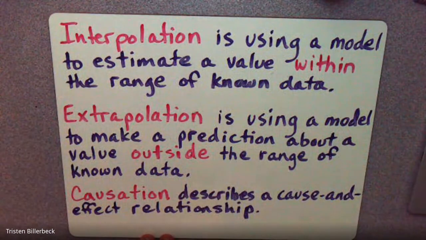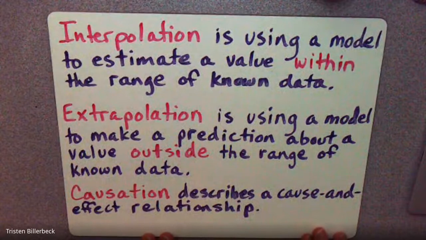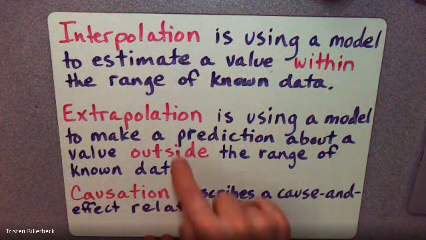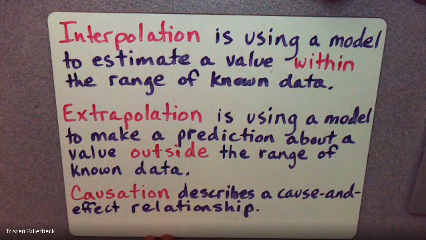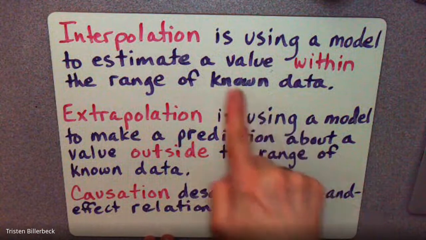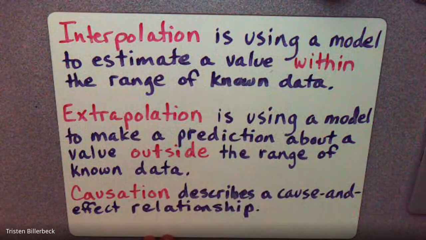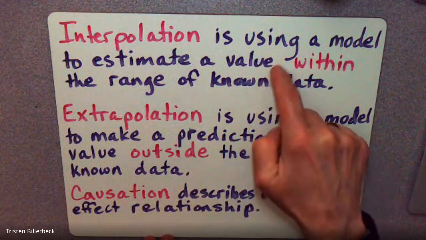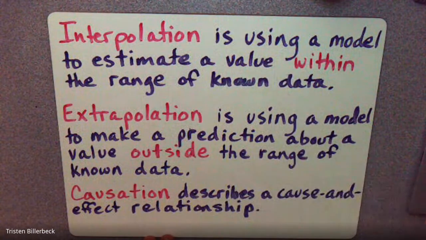Like, let's say we predict how tall a teenager is going to be based off the growth curve of a baby. That would be extrapolation. But if we want to know how big the baby's going to be at 8 months, using the growth rate curve for a baby, that would be interpolation.